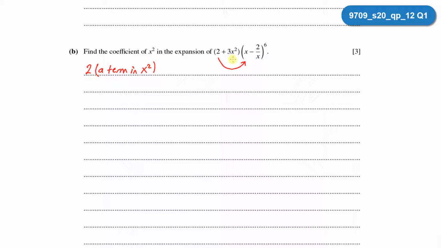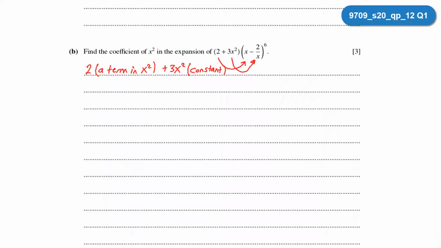And we also know that 3x squared is going to multiply the second bracket, and that's plus 3x squared. And what should 3x squared multiply in the second bracket to get a term in x squared? Since x squared is already here, it means there has to be a constant term that we should multiply 3x squared with to get a term in x squared. So it's a constant or a term that is independent of x.